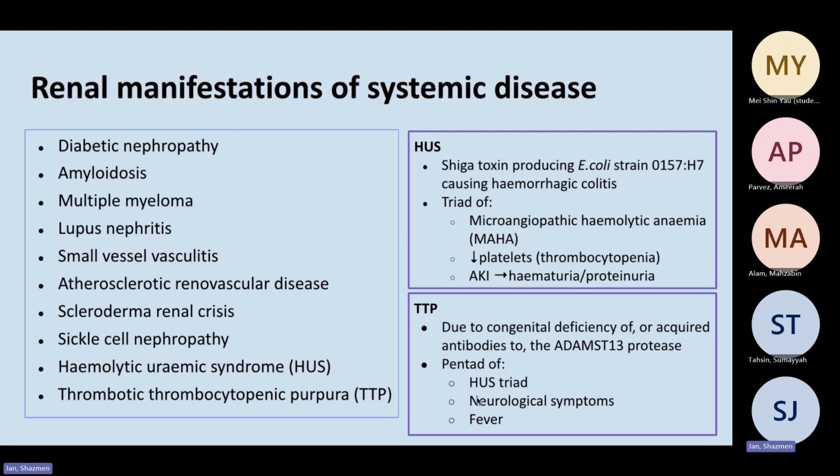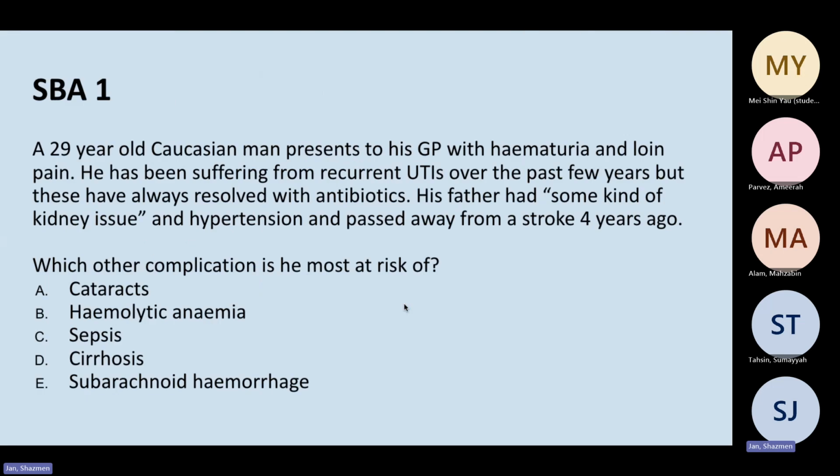pentad of the HUS triad, so all of these three things, as well as neurological symptoms and fever. So neurological symptoms include headaches, seizures, palsies, confusion, and coma. And that's kind of like a summary of TTP. So I'll quickly go through the quiz.